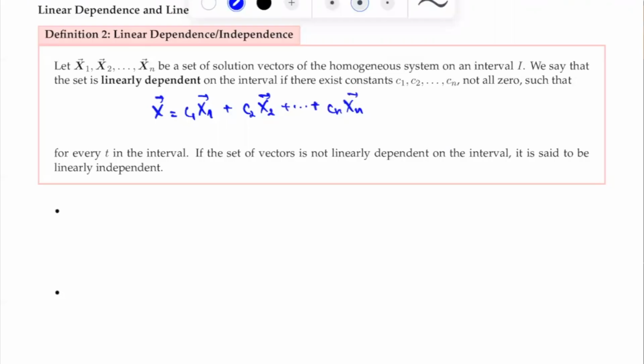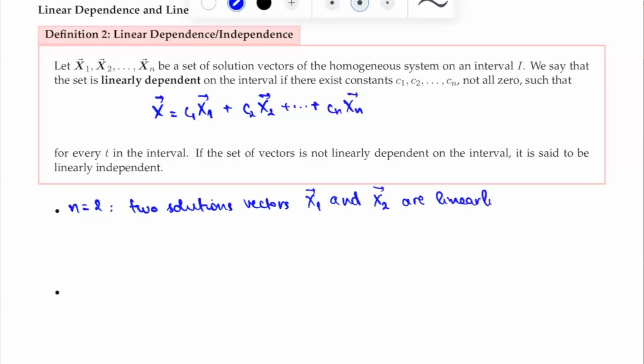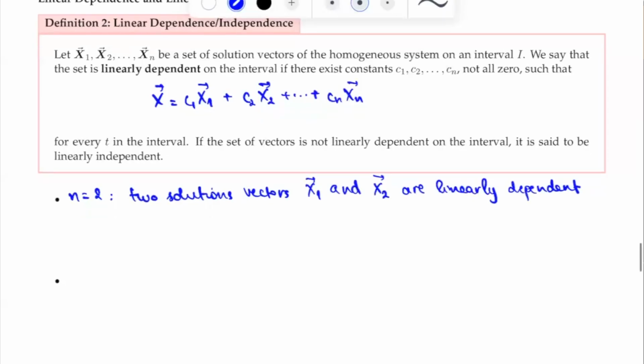The remark on this is about the case of two solution vectors. If you have two solution vectors, X1 and X2, they are linearly dependent if one is a constant multiple of the other.